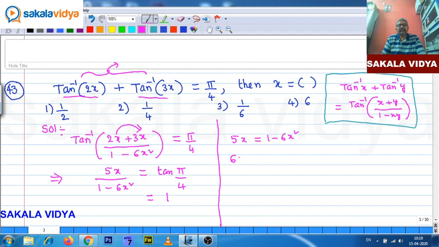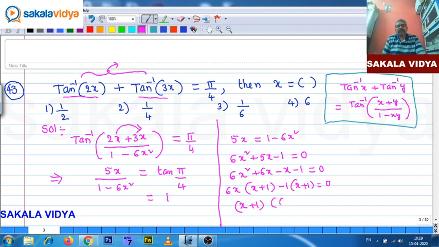So now 6x square plus 5x minus 1 equals 0. So this can be written as 6x square plus 6x minus x minus 1 equals 0. 6x common, we have x plus 1, minus 1 common, we have x plus 1 equals 0. Now x plus 1 common, we have 6x minus 1 equals 0.